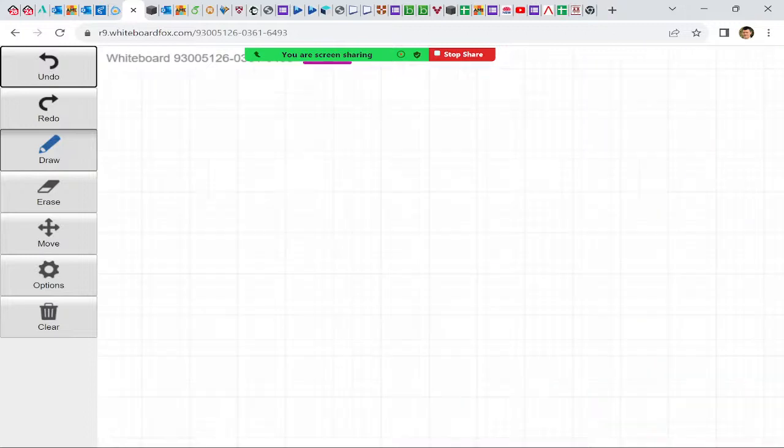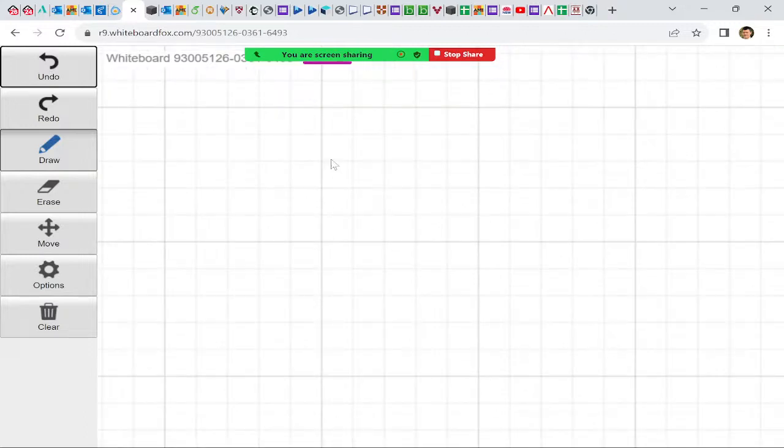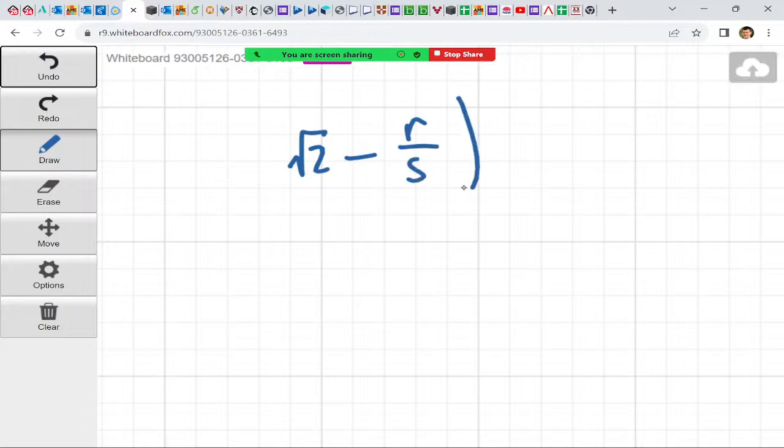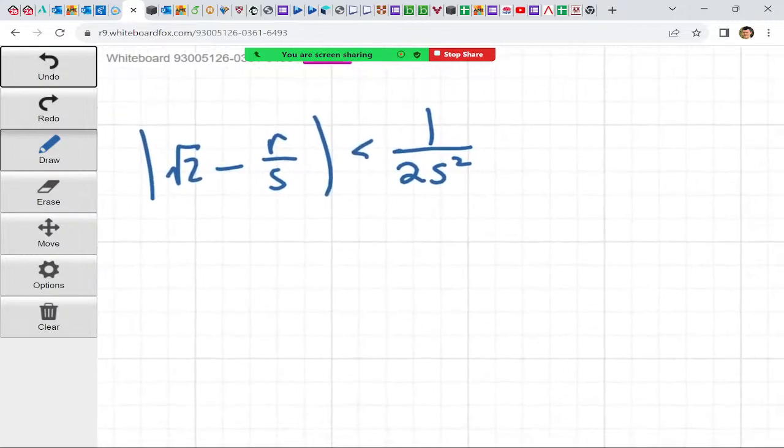So this is your root 2, right? And you have a fraction r over s. Remember what's the condition for the approximation being good? You remember? Yeah, 1 on s squared. In this case, we can even get it even smaller, 1 on 2s squared. You might want to note that.